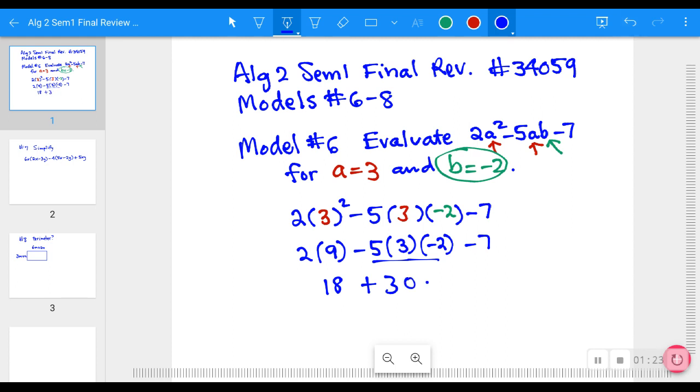And finally, -7 is still waiting around to be used. So we have 48 minus 7. This is 48 minus 7 would be 41. So our final answer there would be 41 after you evaluate the expression for those two given values.